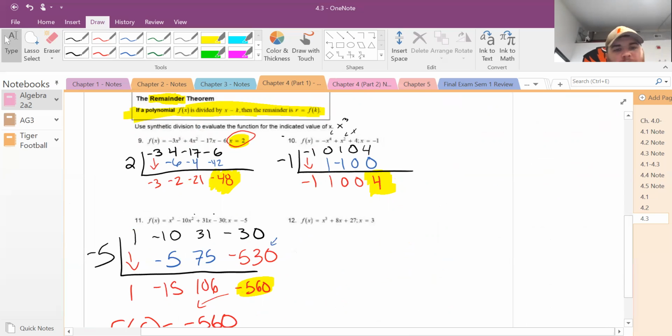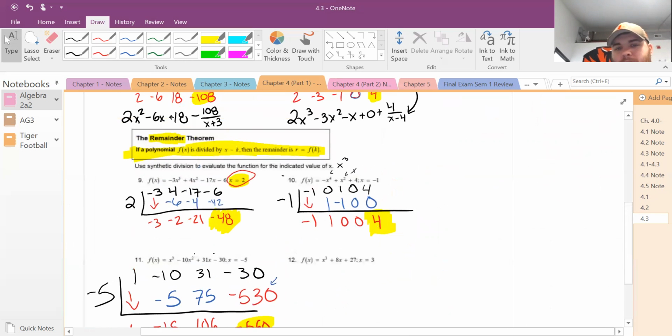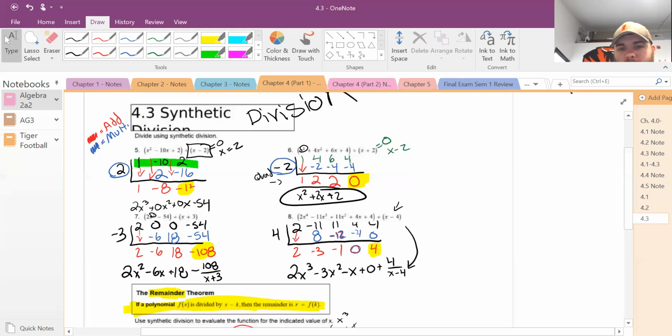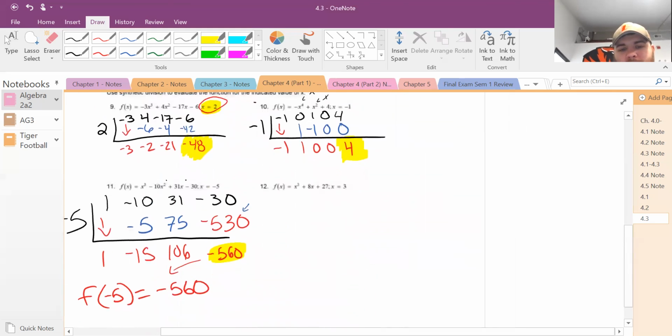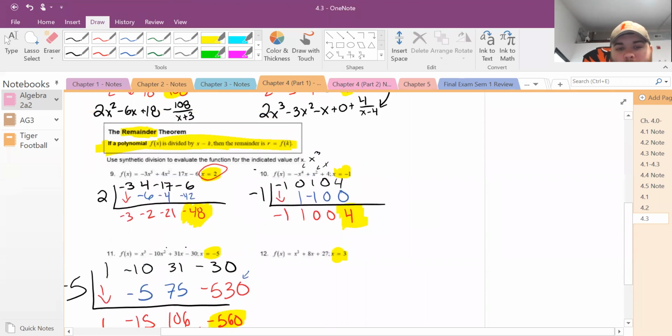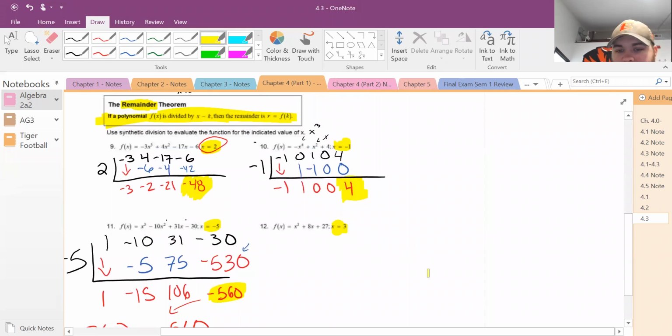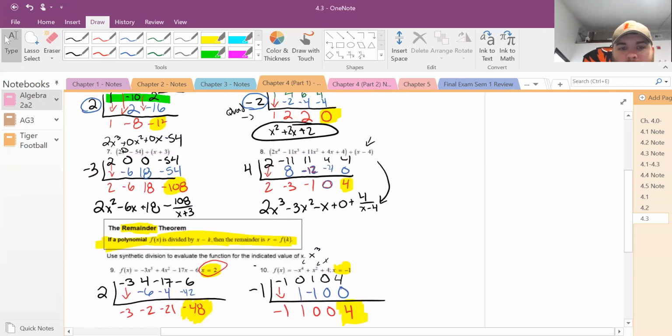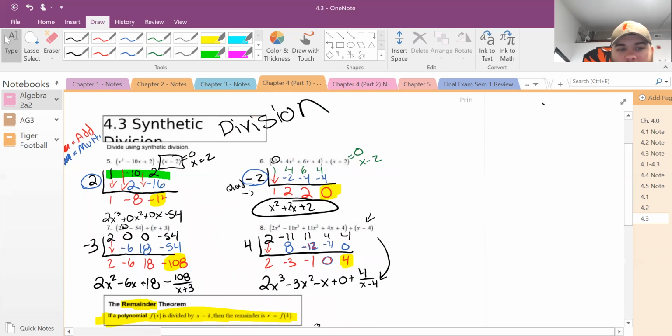Another thing I need to talk about. If you want to check if a number is a 0 of the function, for example, if I were to plug in any one of these values, this -5, this 3, this -1, this 2, and I were to get 0 as a remainder, that would be a 0 of my function. So if I plug in 3 and get 0 as the remainder, 3 would be one of the zeros of the polynomial.